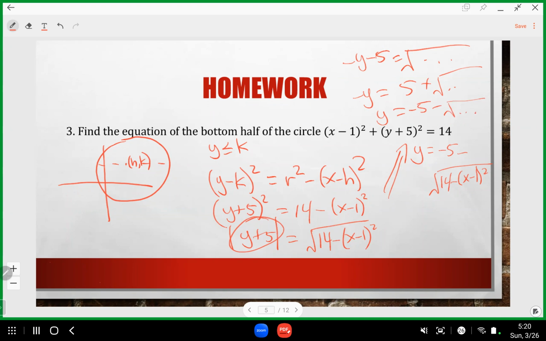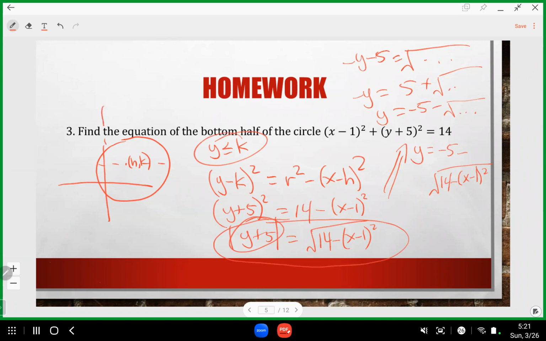So this is the key point. Whenever you're solving for half a circle, always remember something is less than something, and because of that you have to use the absolute value. You see here, this is a function. The importance of the absolute value is to change it into a function, because a circle is not a function.